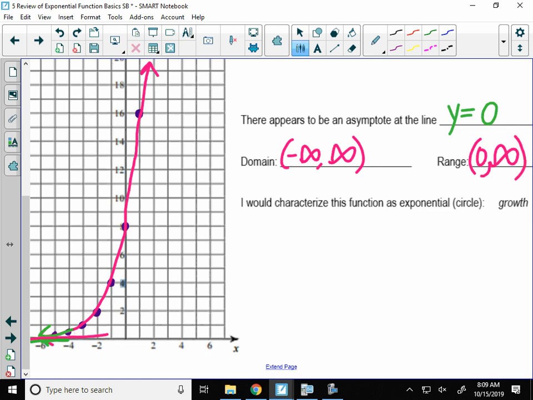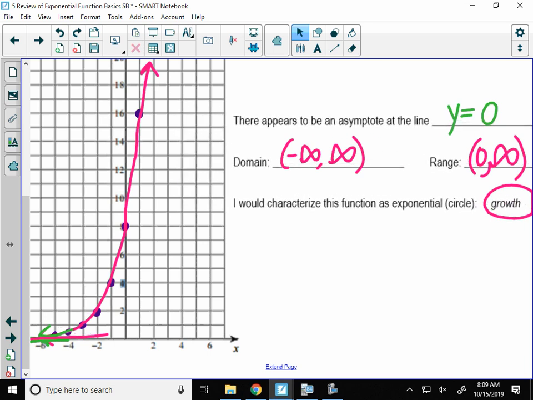And I would characterize this, not just as exponential increase, but we're going to call that exponential growth. And I think I ran out of room over here, but there is the word growth or decay. We're going to start with growth. All right, one more graph.